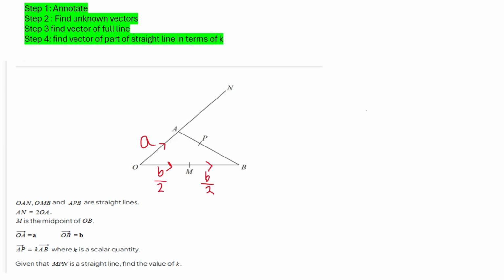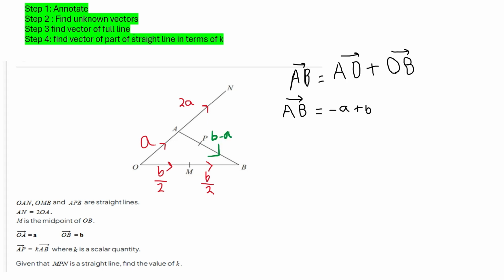And now we can also find AN. As we're given in the question, AN equals 2OA. So AN must equal 2 times A. AN is 2A. And finally we can solve for AB. So to get from A to B, we have to find AO. AO is the opposite direction of OA, so we get -A, as we know from our rules earlier on. And then OB, as we're given in the question, is B. It literally says there. So the total vector for AB is -A plus B.